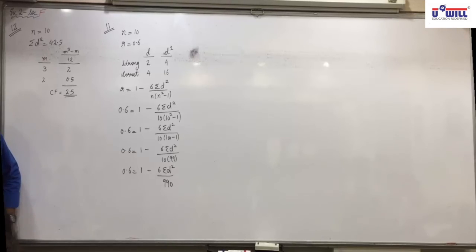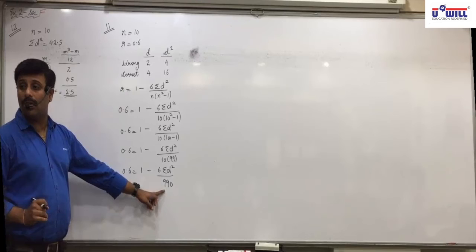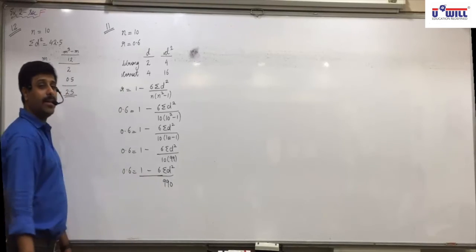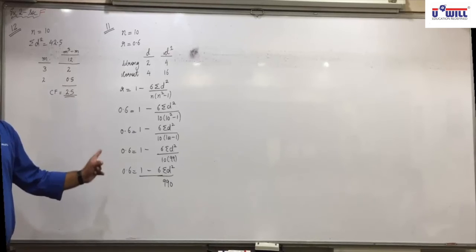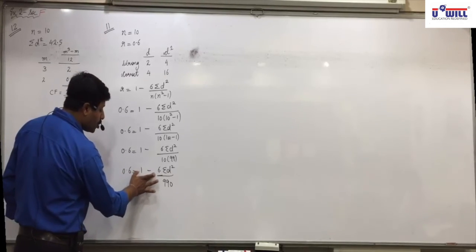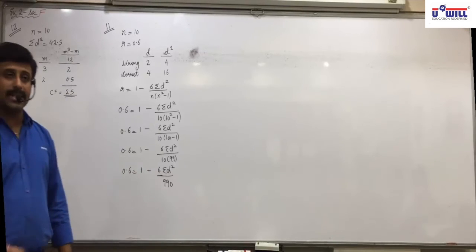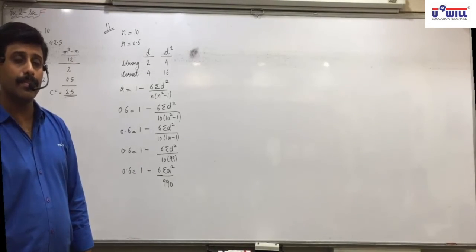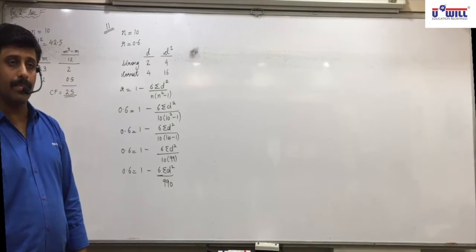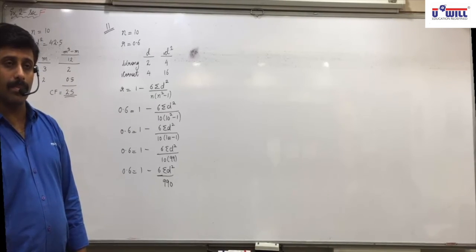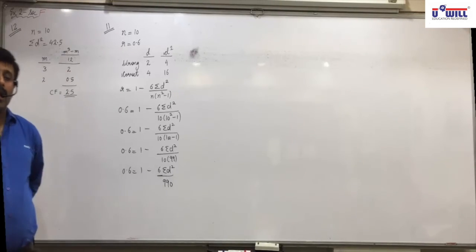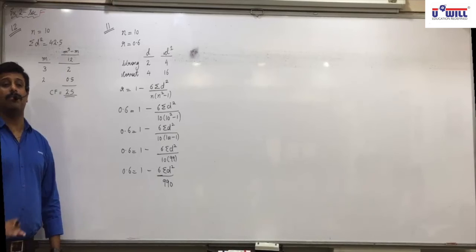Yes, Mithul, what did you say is the next step? 0.6 into 990. Wrong. When can you do 0.6 into 990? Listen everyone, 0.6 into 990 is wrong. That can be done only if it is whole upon 990. Is it whole divided by 990? No. You cannot do 0.6 into 990. Now tell me what is the next step. 990 minus 6 sigma D square. 0.6 equals 1 minus, 990 minus 6 sigma D square, upon 990. Correct, but there is a simple way.